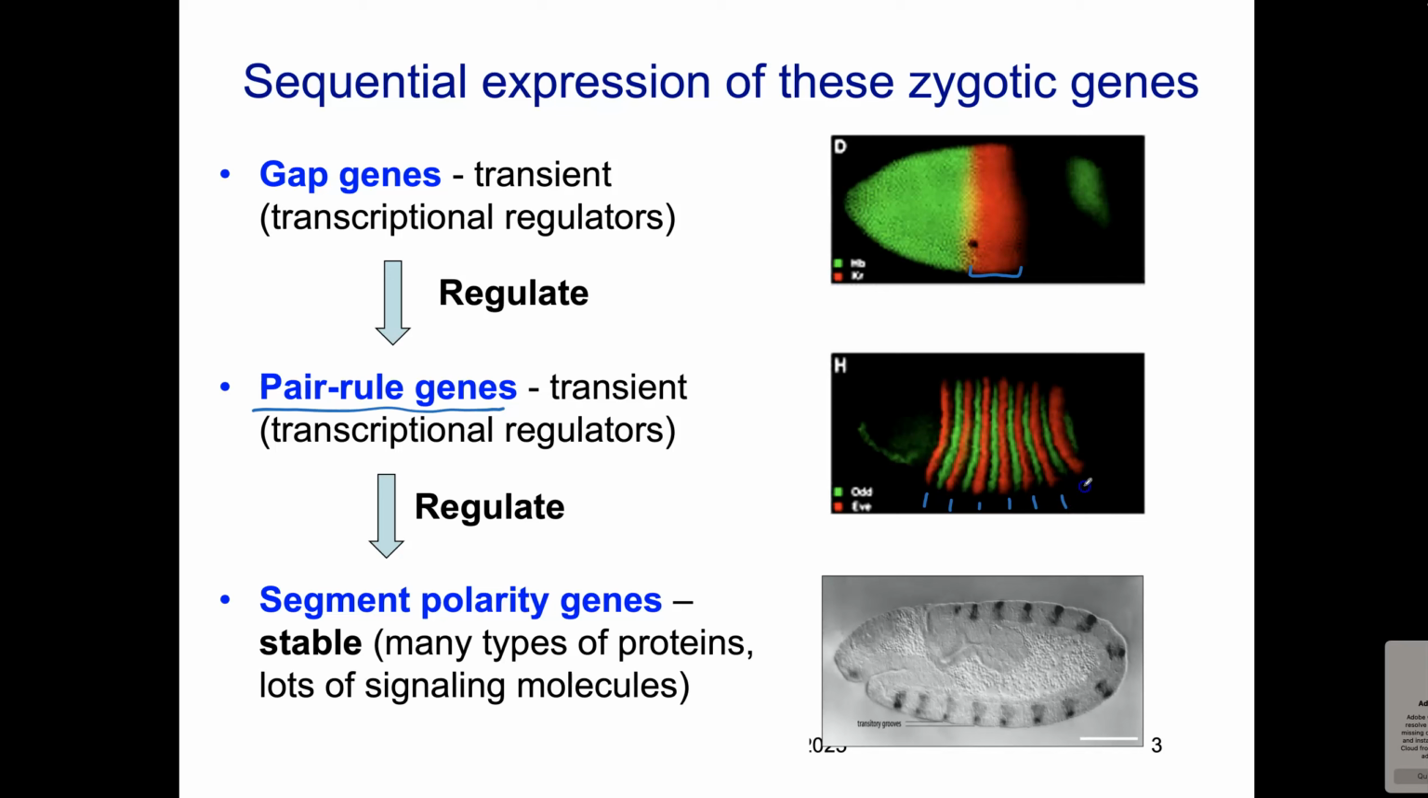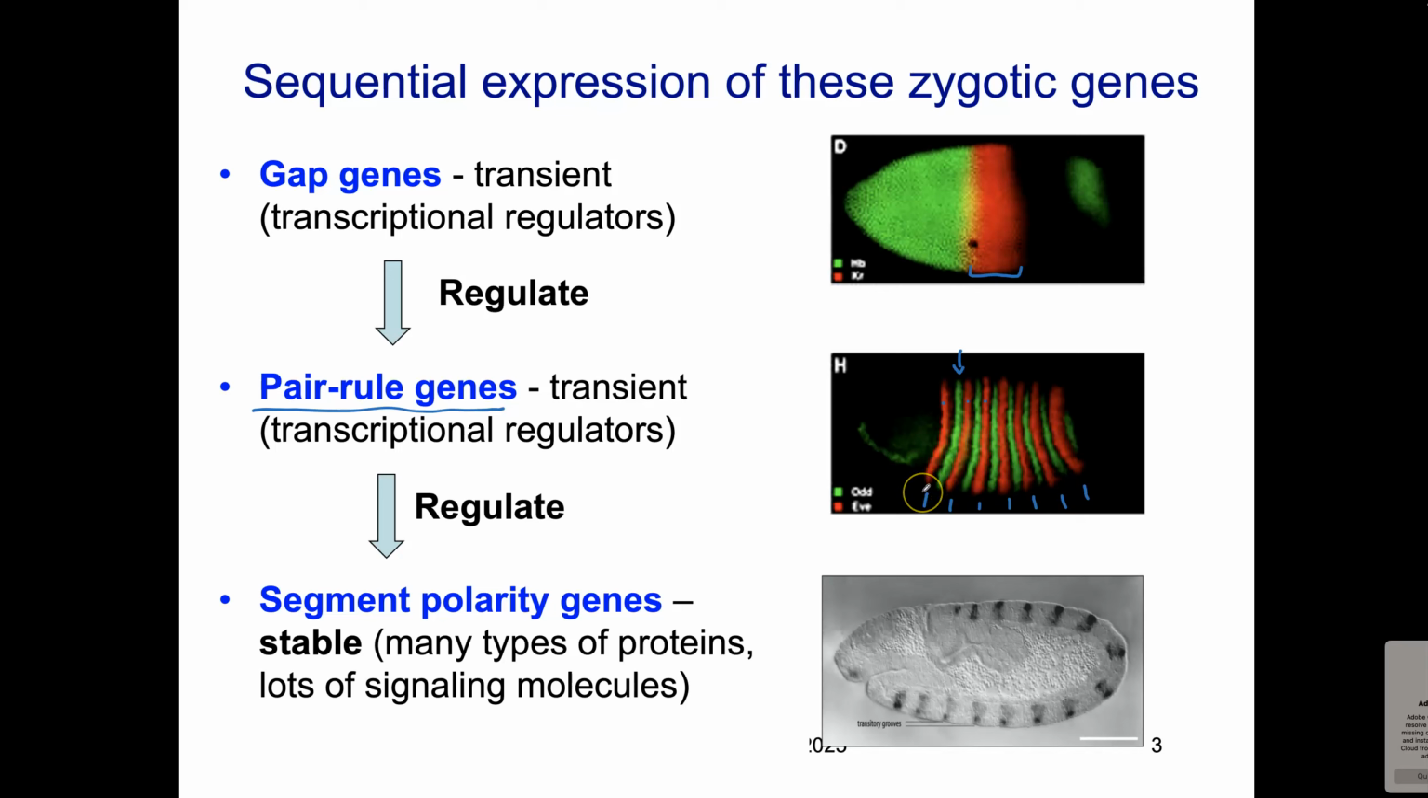So this one, this red one that I'm just indicating with blue, just to be confusing, is called Eve, for even skipped. And then there's odd skipped, so even skipped means it skips the even one. So it's expressed in segment 1, 3, 5, 7, 9, 11, 13. And then the odd one, odd skipped, is expressed in 2, 4, 6, 8, 10, 12, and 14. So the green is that one. So these are 2 different genes being expressed.